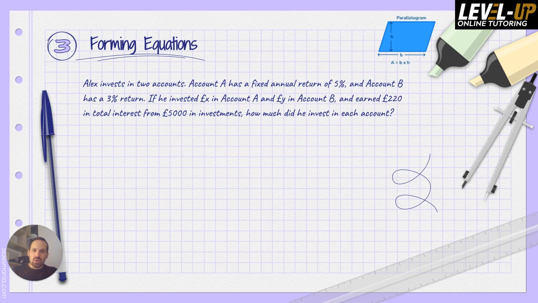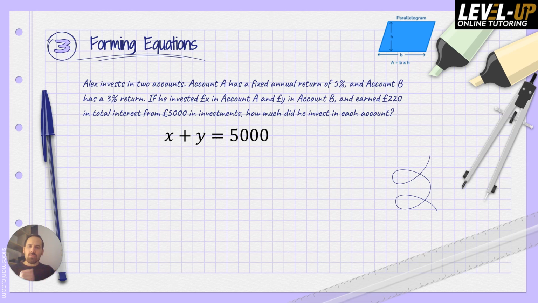First things first, we've been told that the total amount of investment made is £5,000. Therefore, x plus y must be 5,000. So there's equation 1. Okay, that's equation 1, our first constraint on this system.